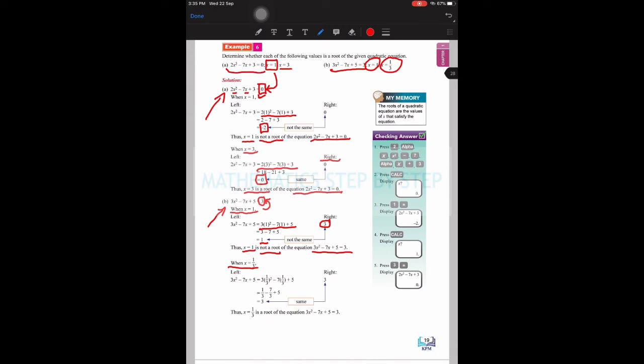But for the case of x equals to 1 over 3, again, we substitute into the equation given. So we get 3 times (1 over 3) squared minus 7 times 1 over 3 plus 5 equals to 3. So it is the same as the right hand side. So x equals to 1 over 3 is a root of the equation 3x squared minus 7x plus 5 equals to 3, okay?